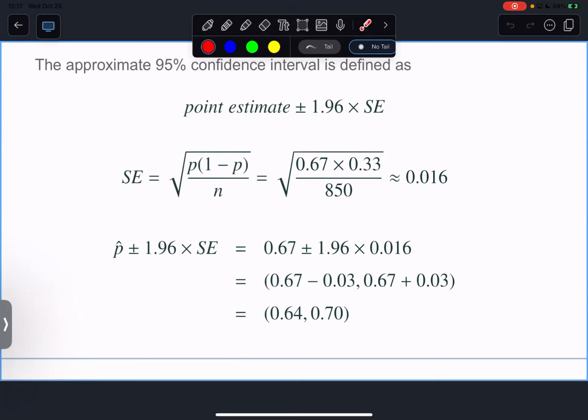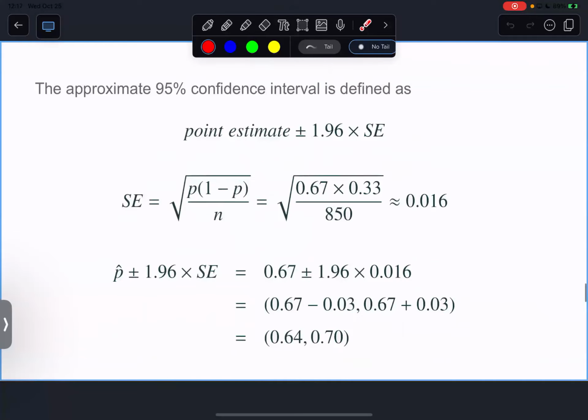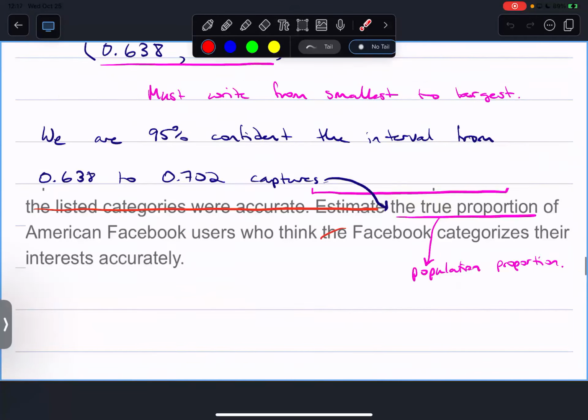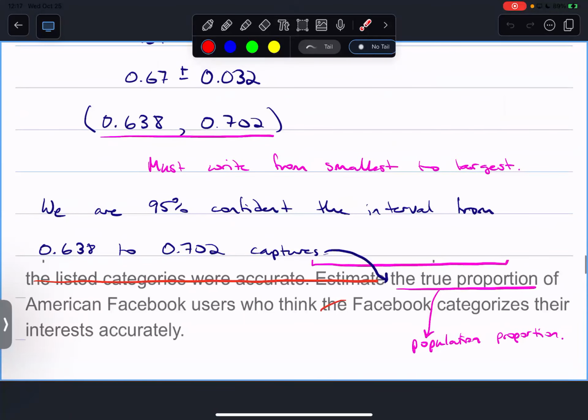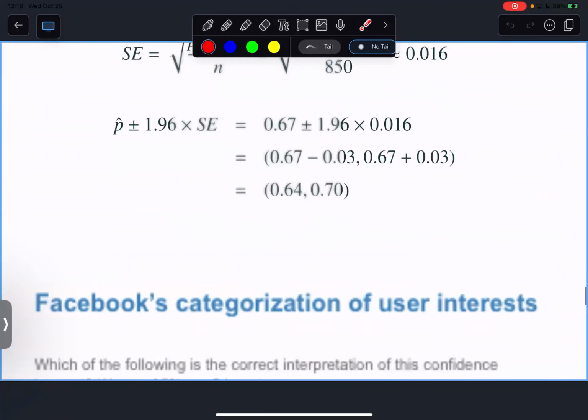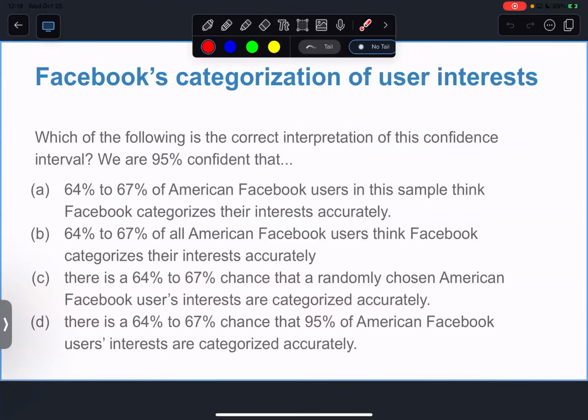Okay. And we did this, we found the standard error of the point estimate, and then we found, did we find these intervals? I think so. So long ago. And we interpreted it. Nice. They rounded to 2 decimal places.